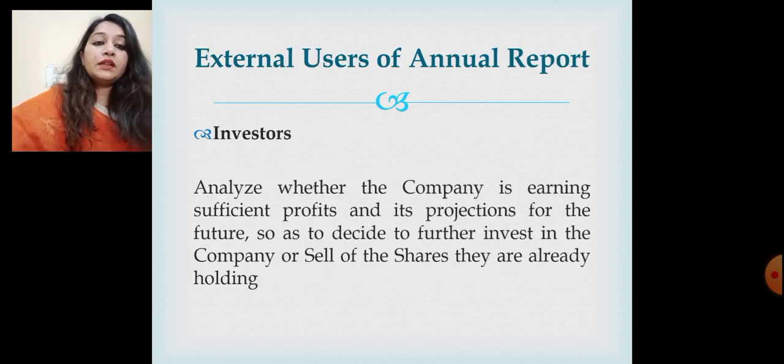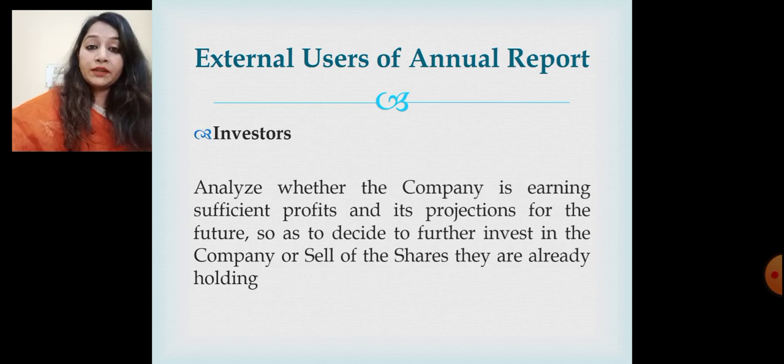Next, who are the users of annual report who require the annual report? What is the need? They are having the need of annual report. The main external users are number one, investors. Investors basically want to know whether the company is earning sufficient profit or not, and its projection for the future. What is the future trend and what is the future growth potential of the company, so as to decide for further investment. If the company's growth potential and profitability is good, the investor can plan for future more investment. Otherwise, they will sell the shares.